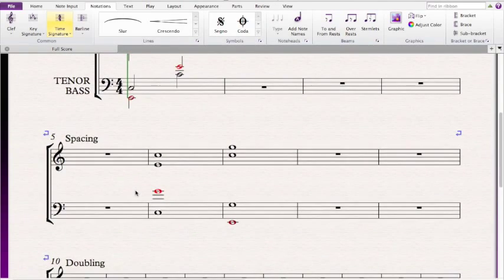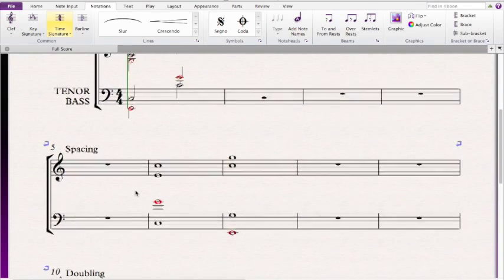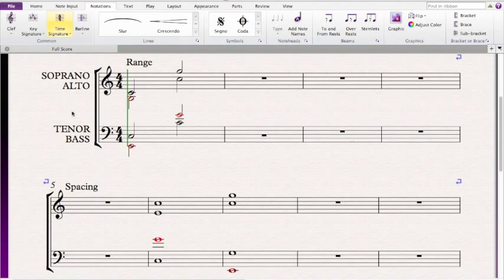Now we go to spacing. In spacing, it's very important that these voices are kept within a certain range, but don't go into a different territory. What I mean by that is that the soprano always needs to be the highest voice. The alto always needs to be the second highest voice. The tenor always needs to be the second lowest voice, and the bass always needs to be the lowest voice. If one of them switches positions, that's incorrect. That's called voice crossing, and that's not allowed in part writing.